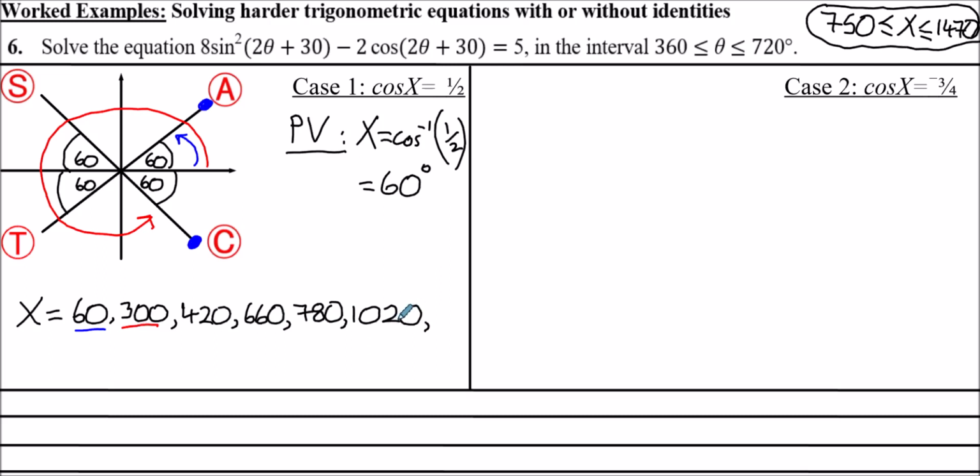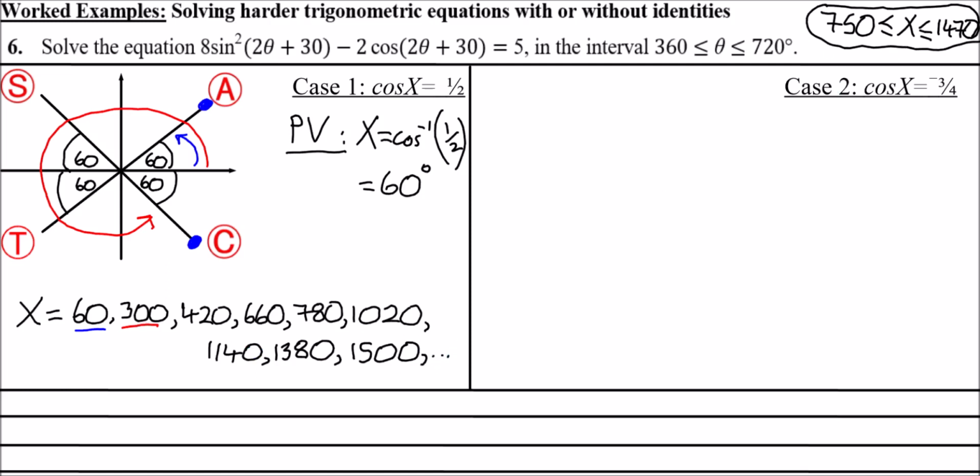Can we go higher? In fact, we can. So add 360 onto each of these. So 780 plus 360, that gives us 1140. 1020 plus 360 gives us 1380. If we add 360 onto this one, we go up to 1500, which is outside of the range we need for big X.